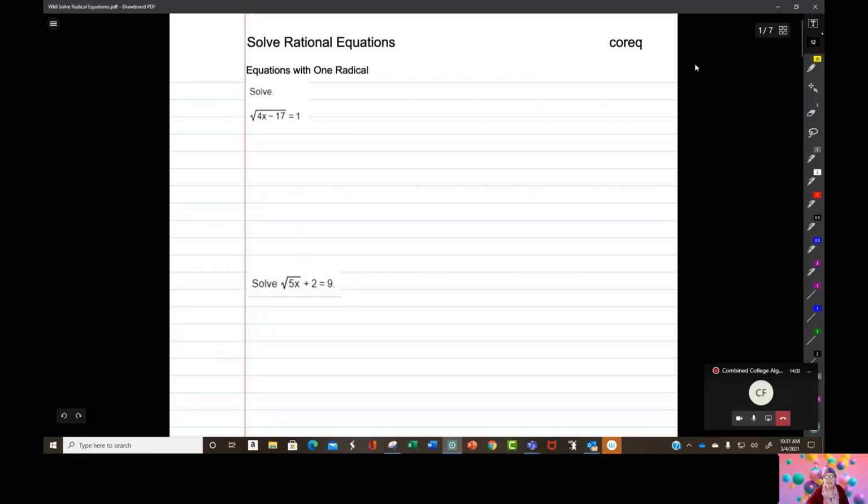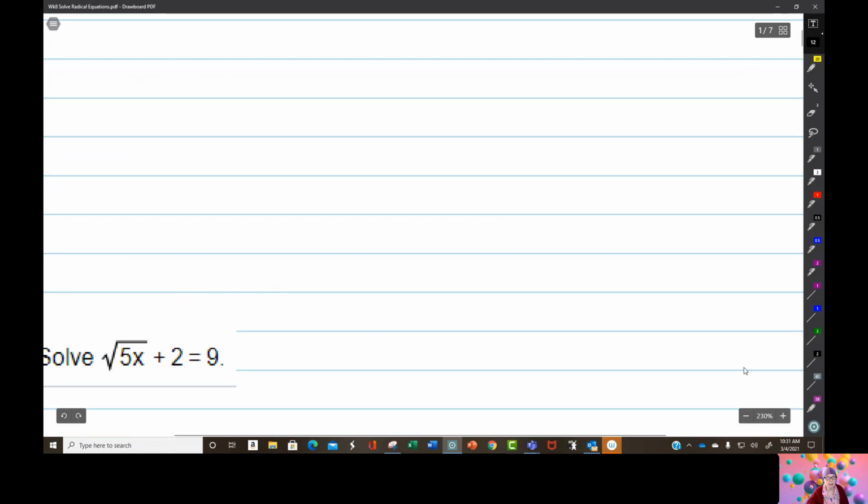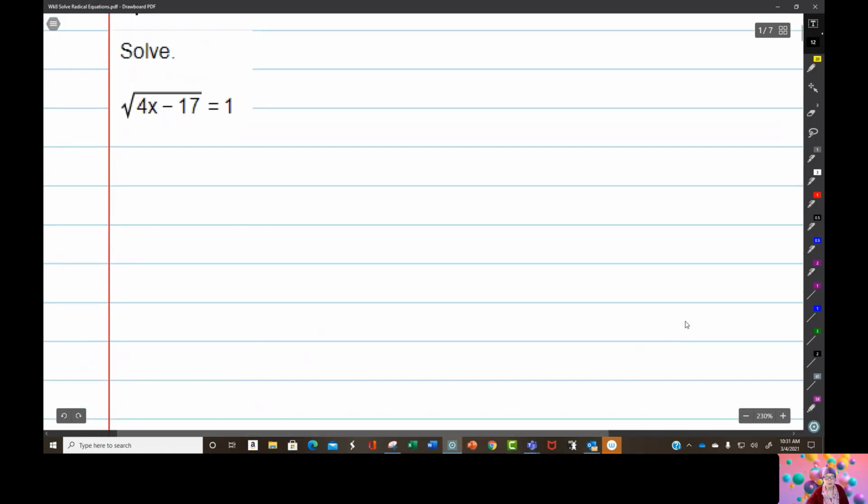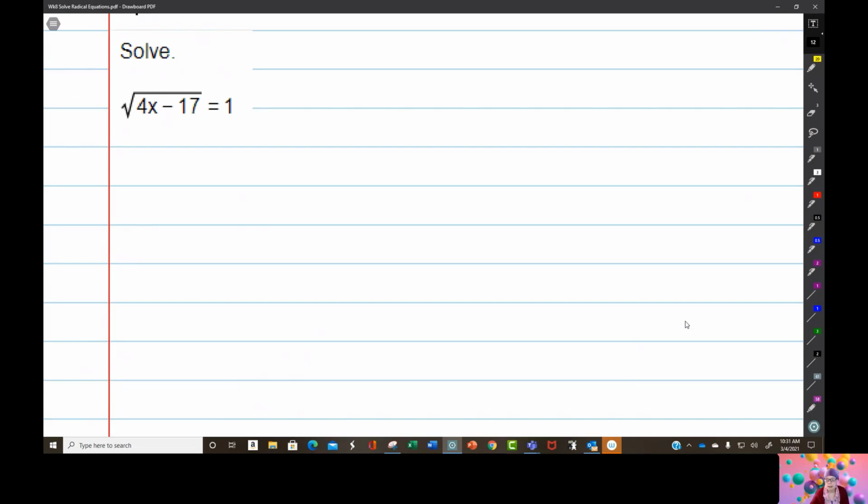We are going to be solving radical equations. They can be tricky little buggers, so you have to be very careful. Very careful. For instance, at least one of your radicals, and here there is only one, has to be isolated. At least one of them has to be all by itself, and it is. So we're doing fine.